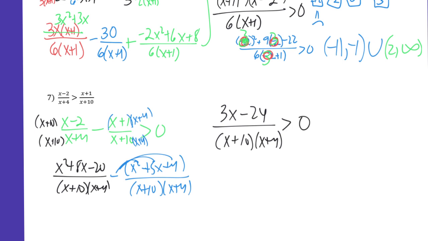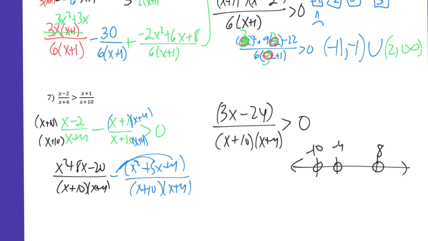So the critical values would be each of the factors set equal to 0, on the top and the bottom. If you set the numerator equal to 0, you get 8. Okay, so 8 is going to be a critical value. On the denominator you get negative 10, and you also get negative 4. Okay, they're open circles because you have an inequality that's greater than or less than. And we've got to try values in each of those regions.